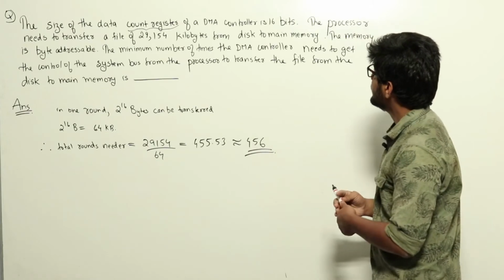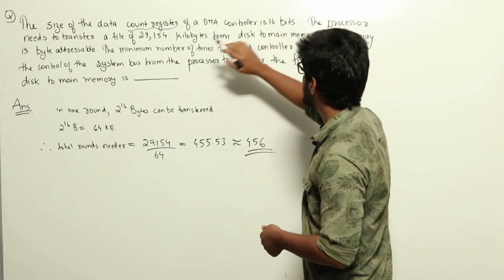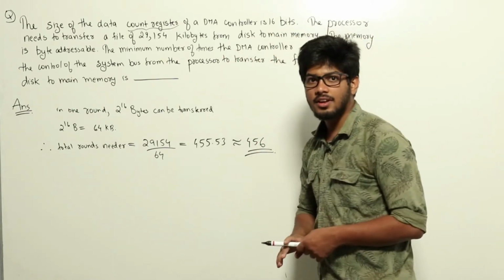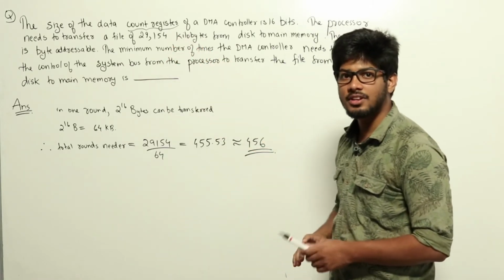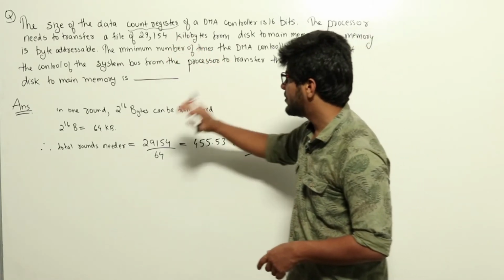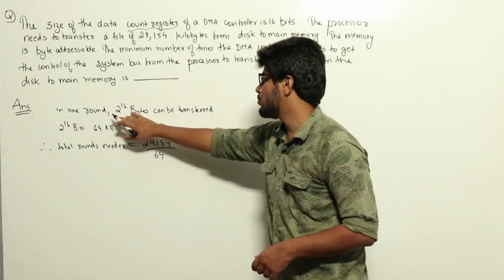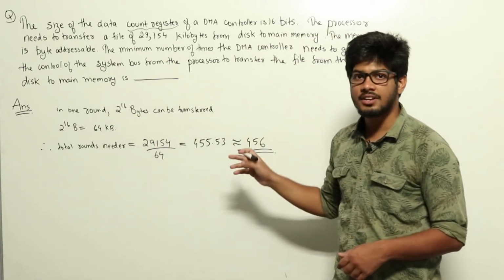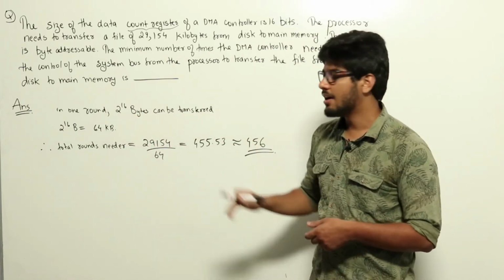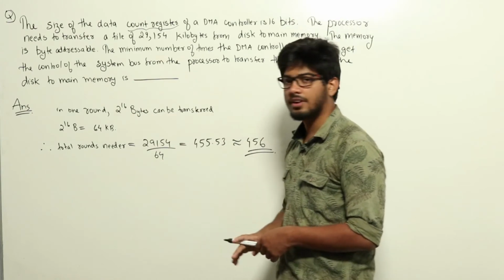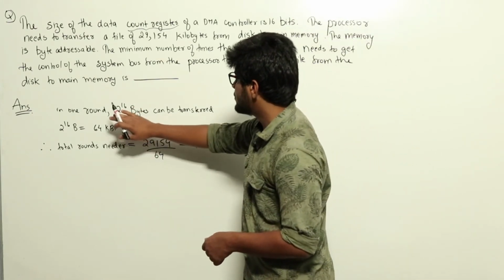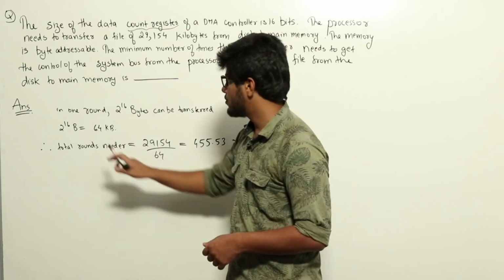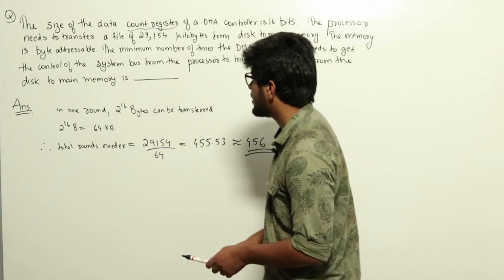Now here they have given us that the count register size is 16 bits, meaning the largest possible number that can be stored in the count register is 2^16, which means that in one round up to 2^16 bytes of data can be transferred, because after transferring each byte we will be reducing the value in the count register by 1. So we can transfer 2 raised to 16 bytes in one round. 2^16 bytes is nothing but 64 KB.